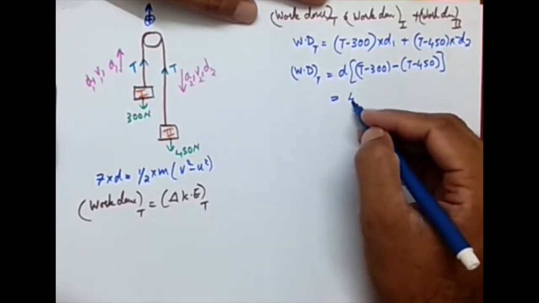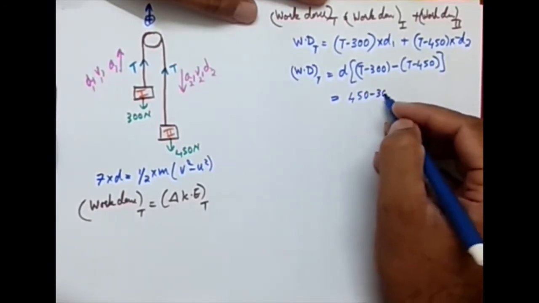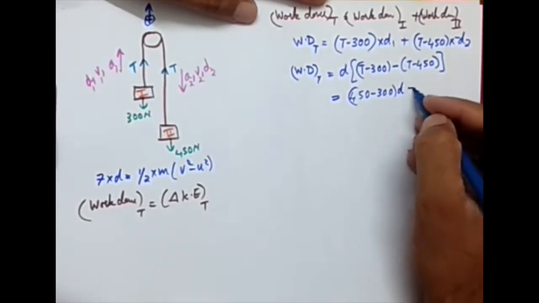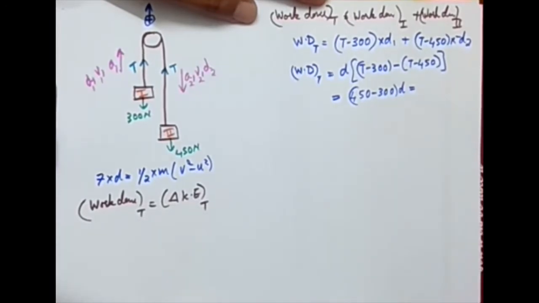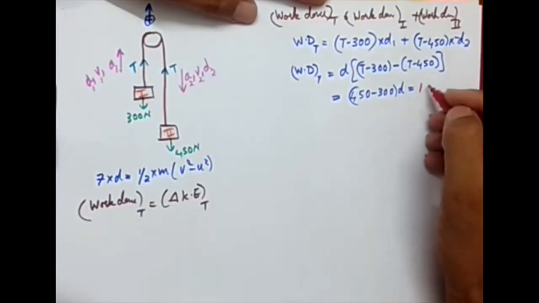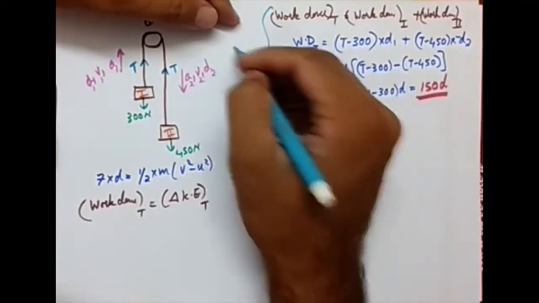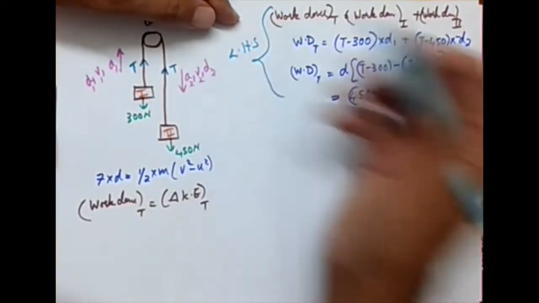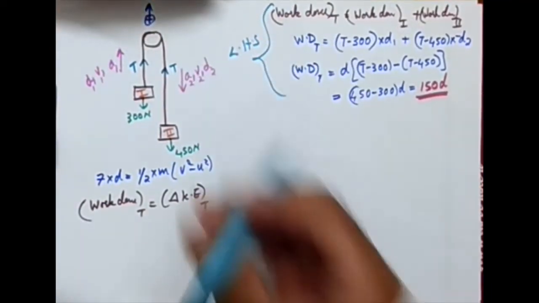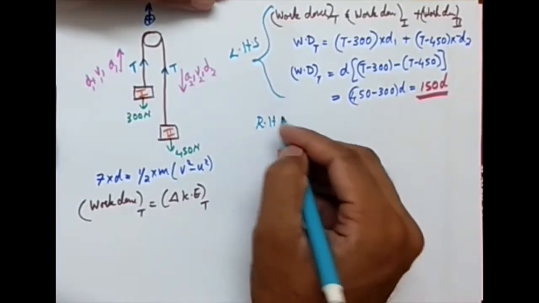So what I'm going to get is 450 minus 300 d, which is equal to 150 d. So that is the total work done. That is the left hand side of my equation, my LHS. Now I'm going to work with the right hand side of the same equation.